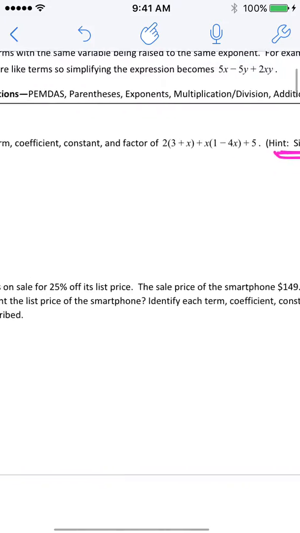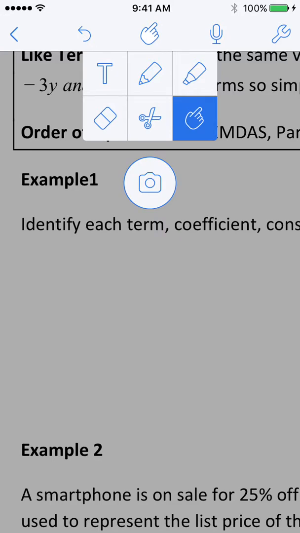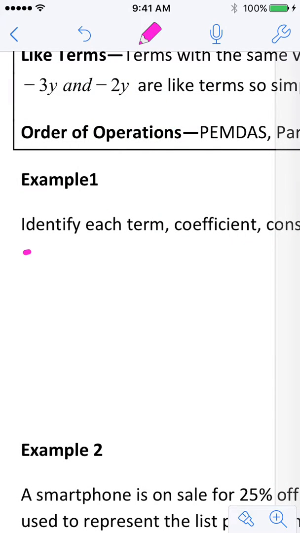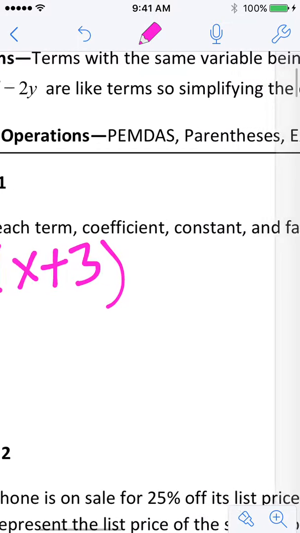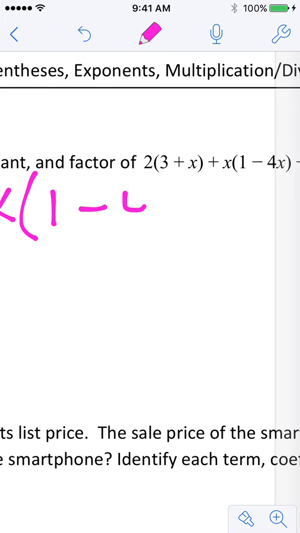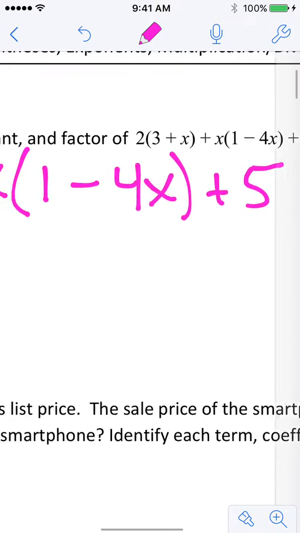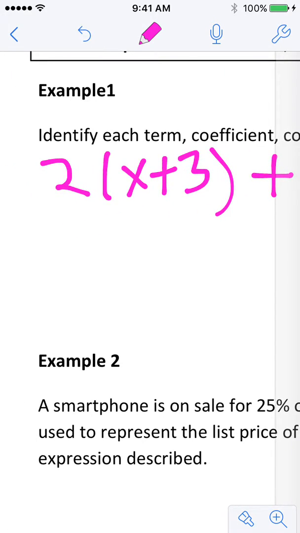So let's head back over here so we got some room, right? We can zoom in a lot, and then we can write it down. So we had 2 times x plus 3. You're definitely going to need a stylus. And then plus x times 1 minus 4x plus 5. Now, Mr. Walsh, if you could ask them, what should we do to simplify this? I'll give you guys a couple seconds to think about it.